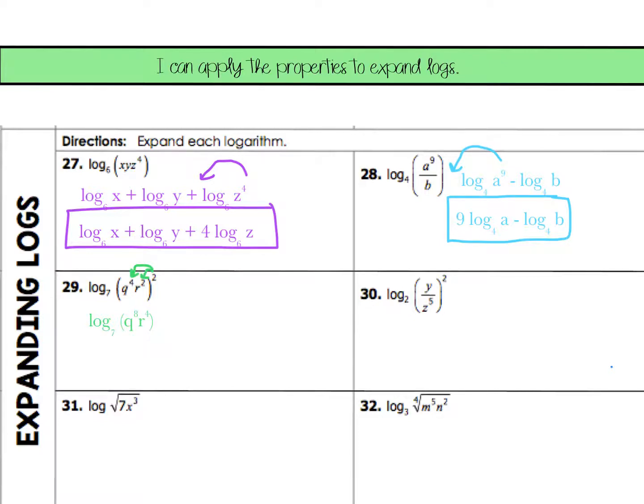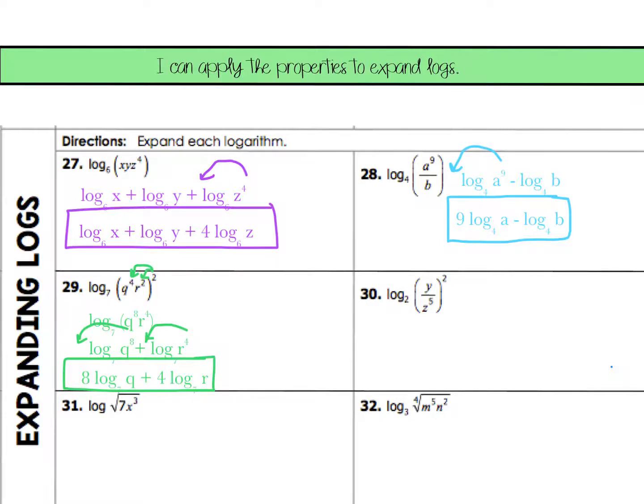Now I have a problem that looks just like the one up here, where I see I have multiplication. So I'm going to turn that into addition. That gives me log base 7 of q to the 8 plus log base 7 of r to the 4th. And then the last thing I need to clear out is those exponents. This 8 is going to come out front, and this 4 is going to come out front of that second term. That final answer would be 8 times the log base 7 of q plus 4 log base 7 of r. So there's one way you can approach it: distribute that 2 and then simplify.